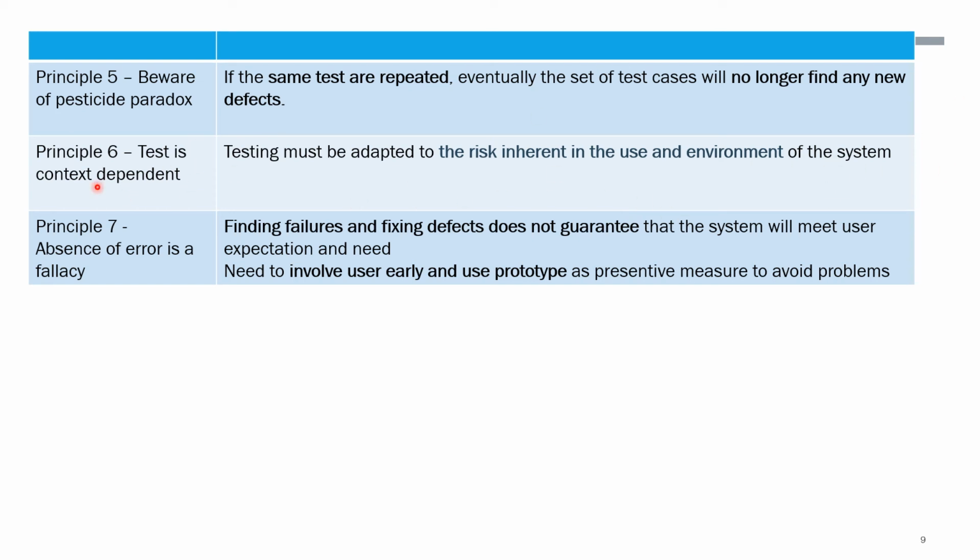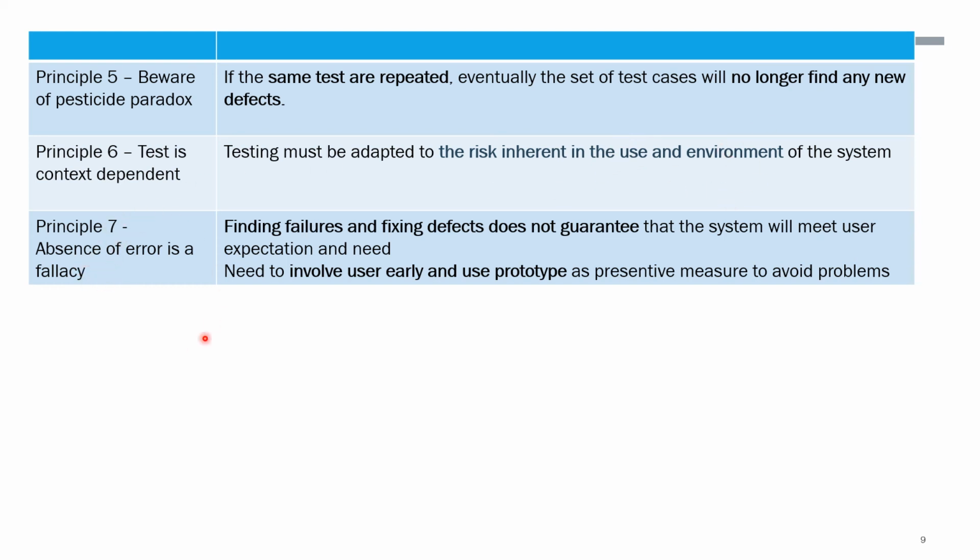Principle 6 is testing is context dependent. I wrongly spelled this out. This is not content, this is context dependent. What it means is that whenever you want to test a new system, you need to redesign the test cases. Why? Because you are running it for a different system, a different environment, so you cannot simply reuse them. You need to change them to map the new context.